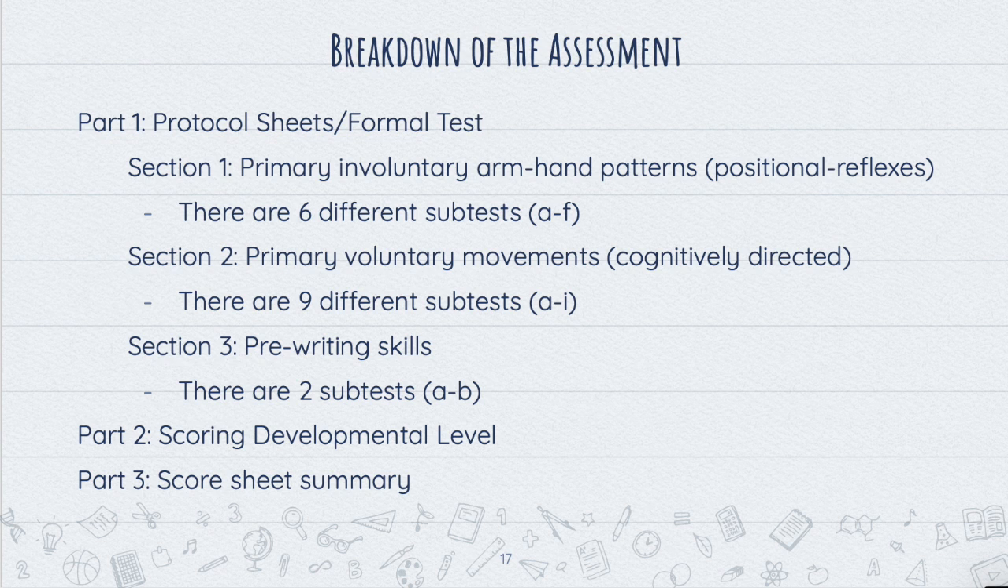Here is the breakdown of the assessment. Part 1 is the formal test, which includes 3 sections. Section 1, primary involuntary arm-hand patterns. Section 2, primary voluntary movements. Section 3, pre-writing skills. And Part 2, which is scoring the developmental level of the child. And Part 3, which is the score sheet summary.